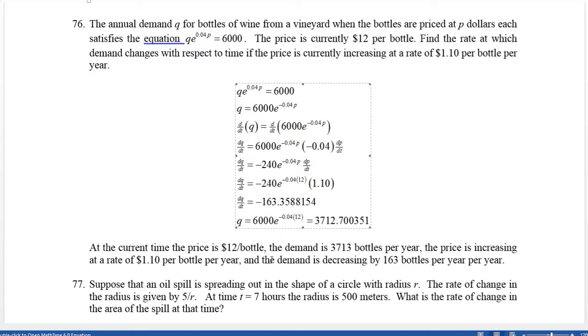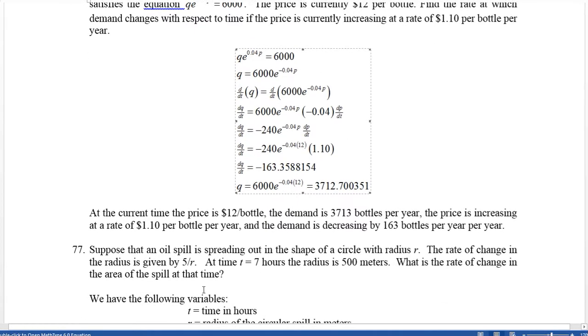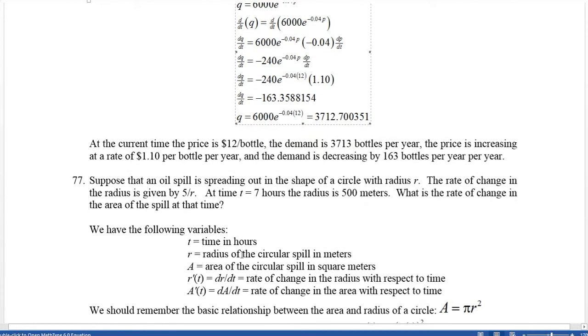Okay? Notice that this time they did not give us the relationship between the r and A, so we have to work that out. So let's introduce some variables. t is going to be time in hours. They kind of already gave us that variable. r is the radius of the circle, and it's in meters. Notice that radius is in meters there. t was in hours because of this here.